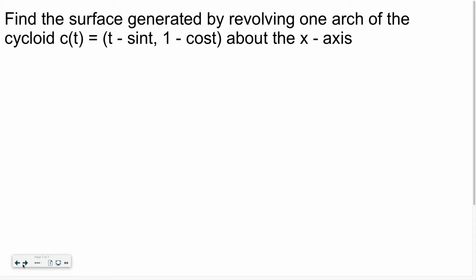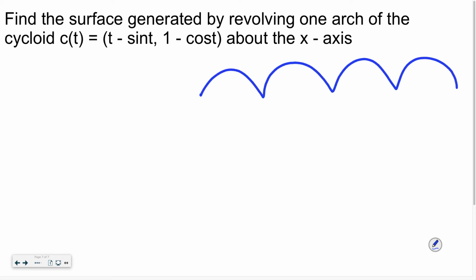I want to know the surface area generated by the cycloid. Okay, so remember we did a cycloid before, right? It looks like this. One arch of the cycloid is all I want. And then when we rotate it around the x-axis, we basically get a ball.